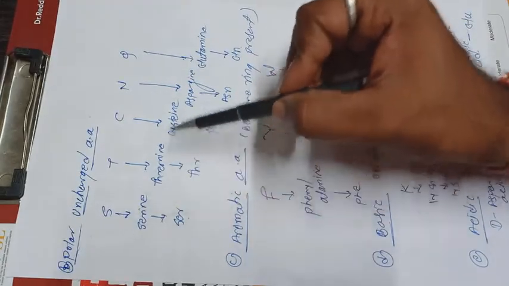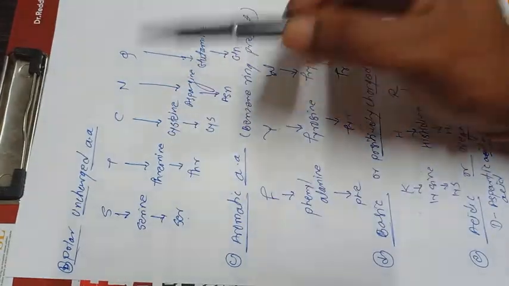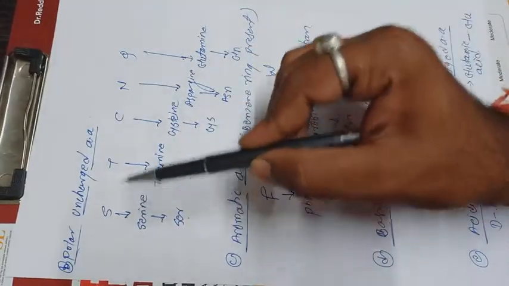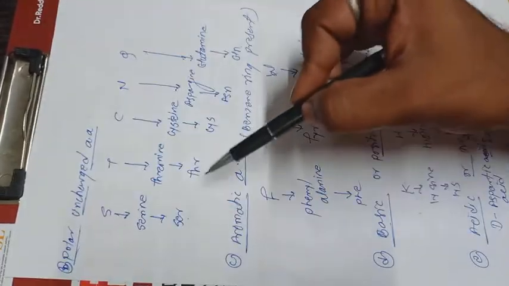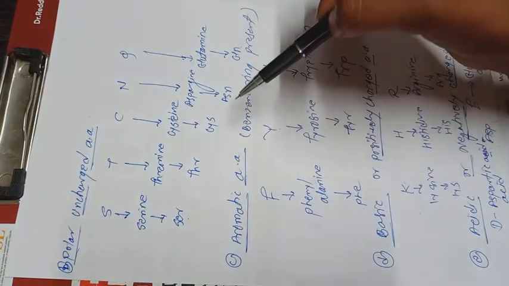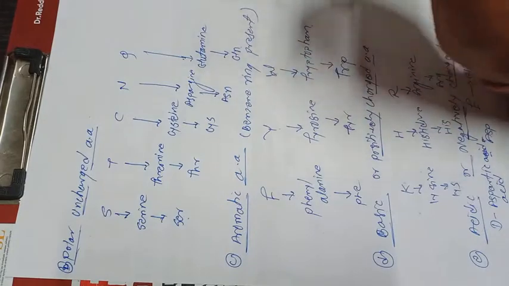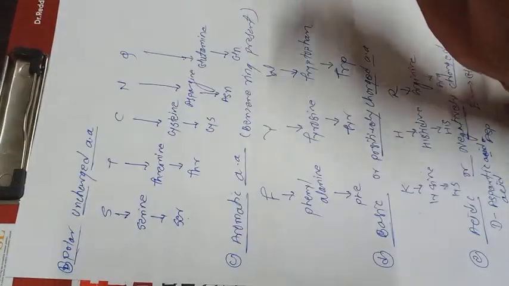That is serine, threonine, cysteine, asparagine, and glutamine. That is STCNQ. In one word, that is STCNQ. SER, THR, CYS, ASN, and GLN. That is serine, threonine, cysteine, asparagine, and glutamine. These are the polar uncharged.